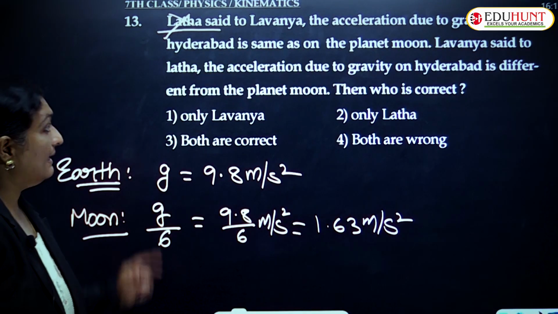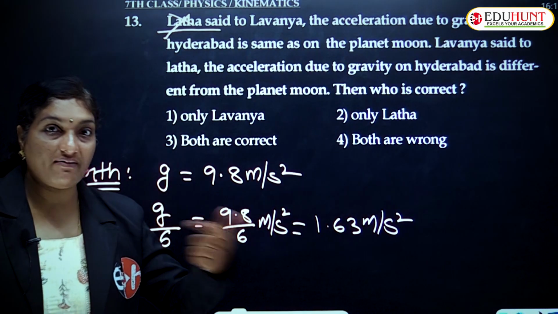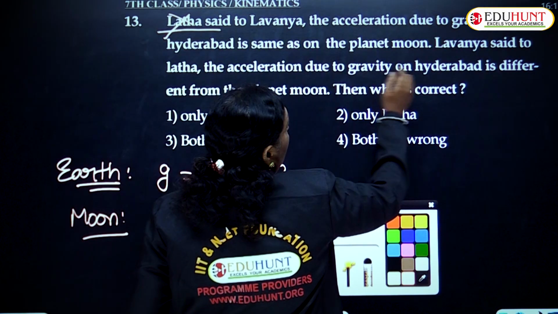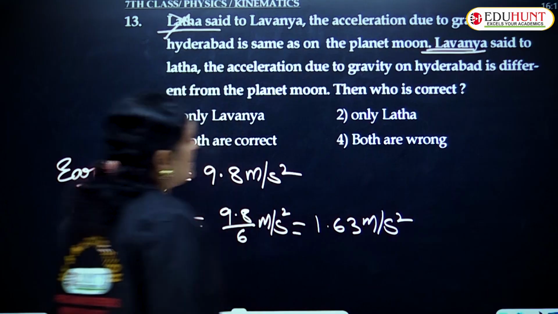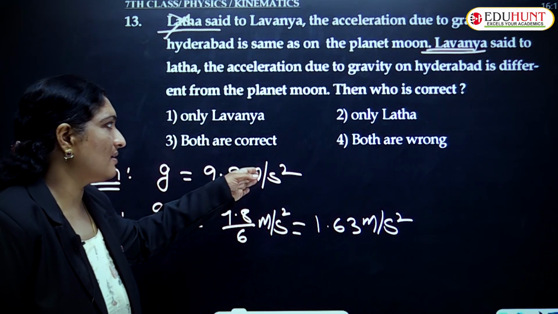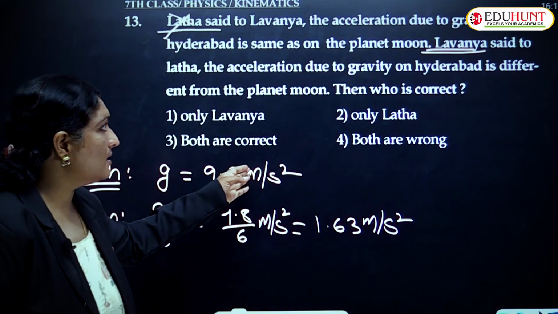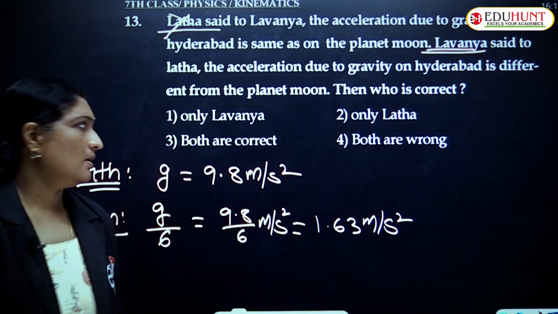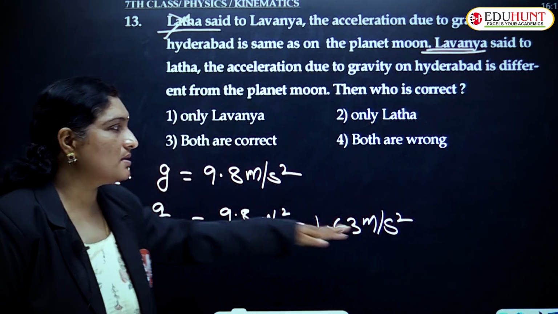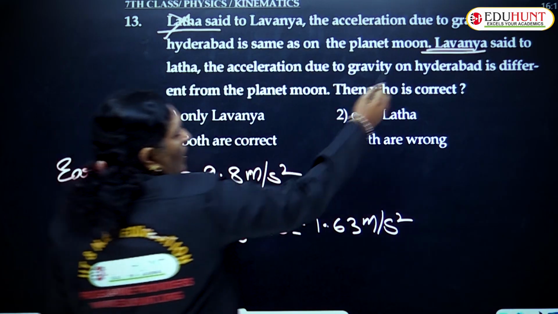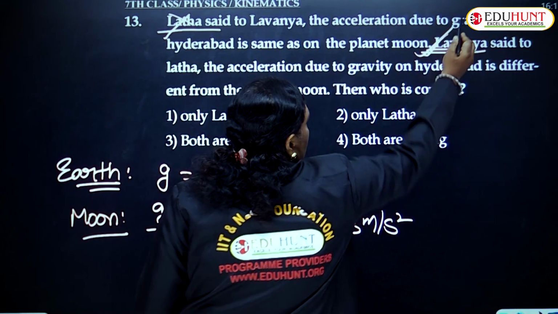Moving ahead, Lavanya said to Lata. So now Lavanya's statement. What was Lavanya saying? Lavanya says to Lata that acceleration due to gravity at Hyderabad, that is on earth, is different from the moon. Yes, of course, true. Because here it is 9.8, here it is 1.63. So both are different. So what Lavanya said was absolutely true.